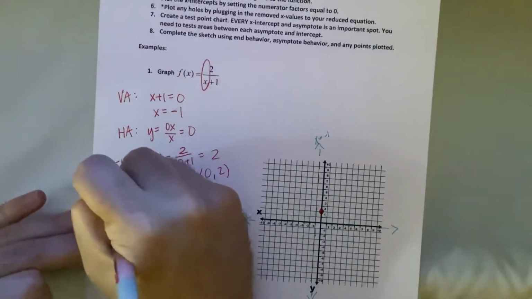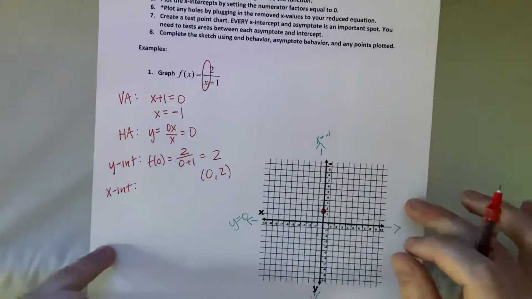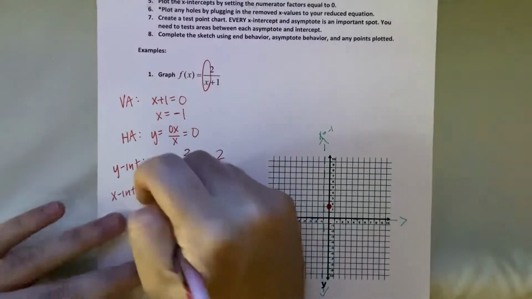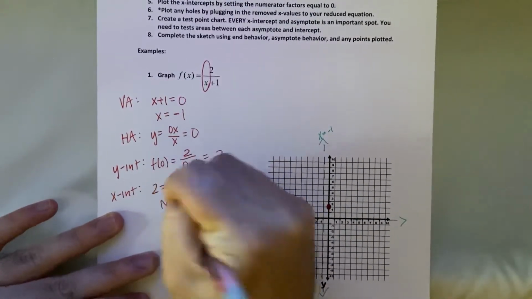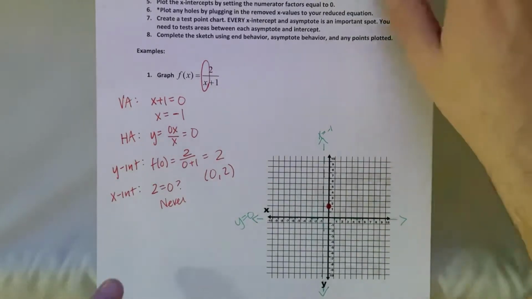The x-intercepts. You have to ask yourself, what makes a fraction 0? Dividing by 0 we know makes the asymptote. It's actually when the numerator is equal to 0. So you ask yourself, when is 2 equal to 0? Never. So there are no x-intercepts. There's no y values of 0 because the numerator is never equal to 0, and 2 divided by something is never equal to 0.